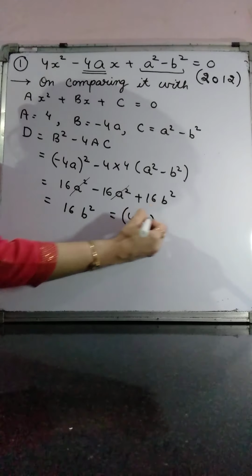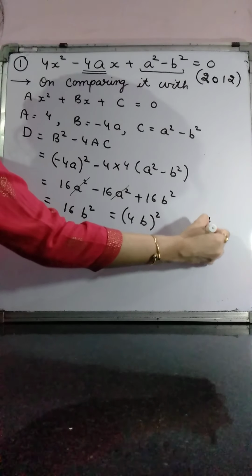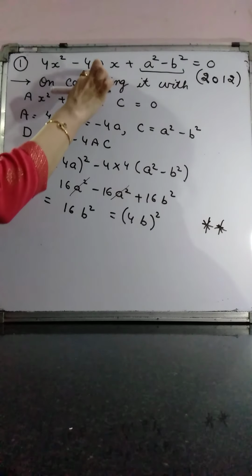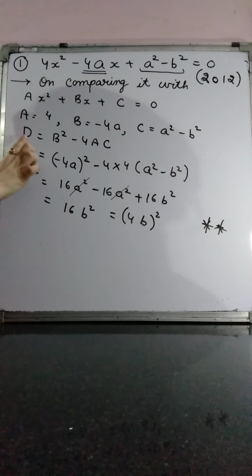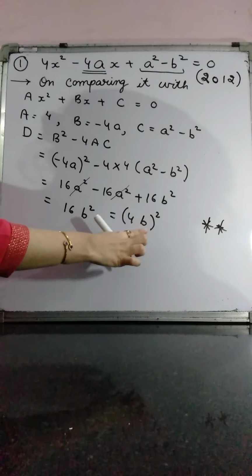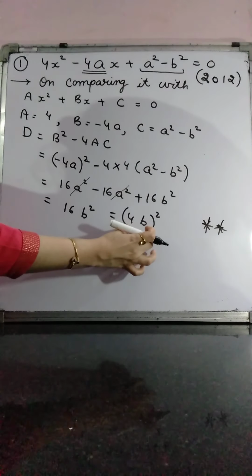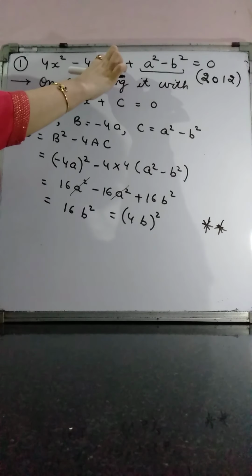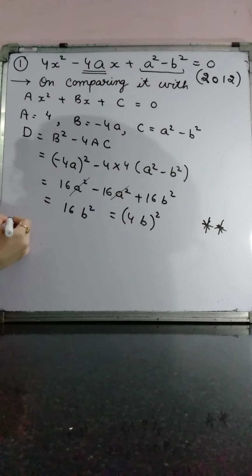(4b)². Now here is the star point, or the trick. If b is −4a, then definitely you are going to get 4b. Just substitute a by b. D is definitely going to come (4b)². If here it is b, then a will be coming here.